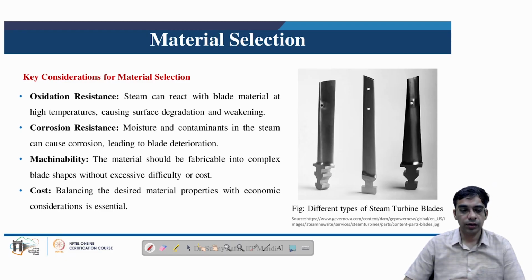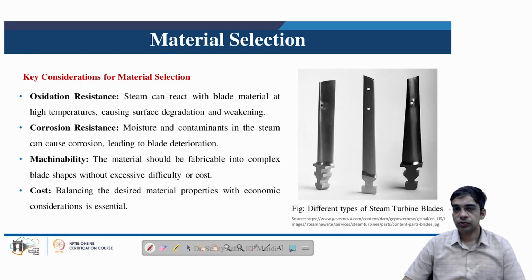So other key considerations in the material selection also involve operating challenges such as oxidation resistance, because this steam, whatever is flowing, is again the gaseous form of water, and steam, as we know, is reactive to some blade materials, especially at high temperature, which can cause surface degradation and weakening. Corrosion is another important challenge because we are dealing with moisture and contaminants in the steam, which can cause corrosion, especially on the leading edges of the blade, which may cause deterioration.